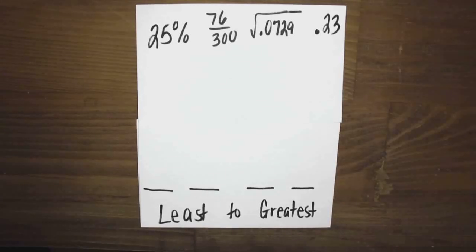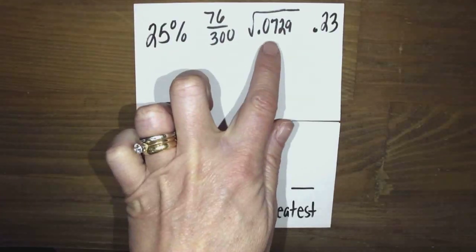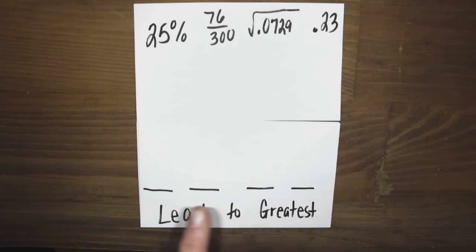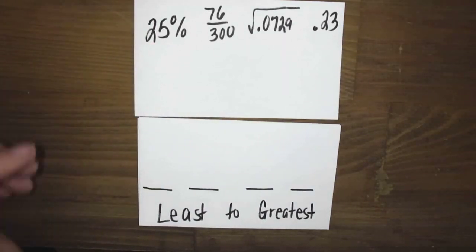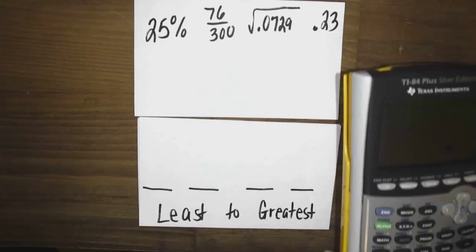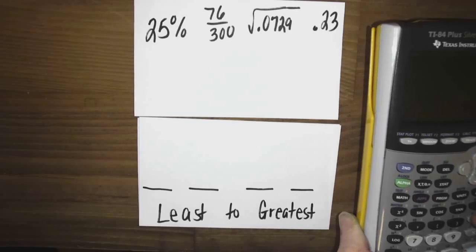This video is about ordering numbers from least to greatest, or sometimes they may do greatest to least. So I have four numbers up here, and I want to number them least to greatest. And I'm going to be quite honest with you, I find it very hard to order things from least to greatest or greatest to least when they are all not decimals. So what I'm going to do is grab my calculator and change these four things to decimals.